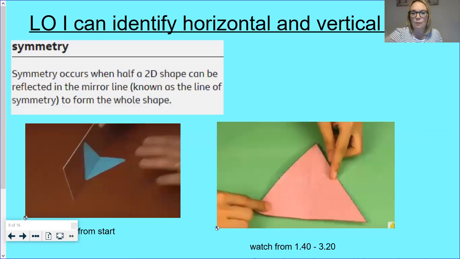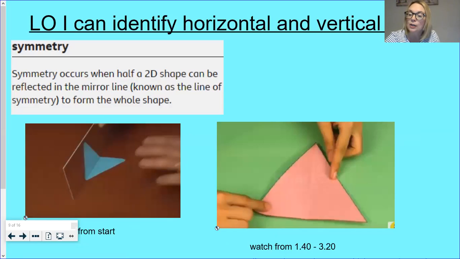Now, we have got here a couple of videos for you to watch just to explain that using a mirror and in a slightly different way. Okay, so it says as a definition, symmetry occurs when half of a 2D shape can be reflected in the mirror line or folded exactly in half. And this creates a line of symmetry.